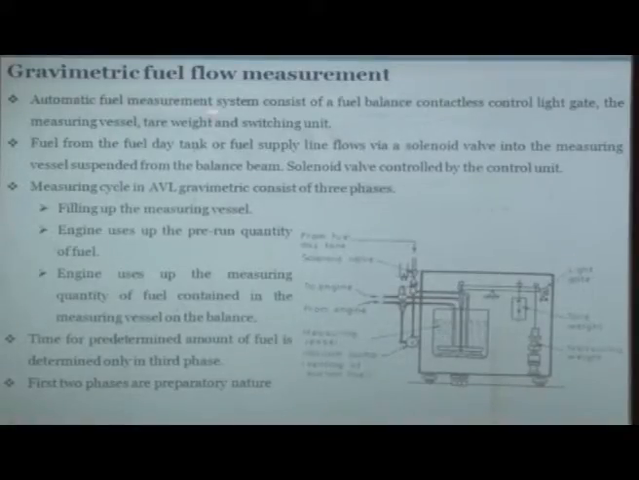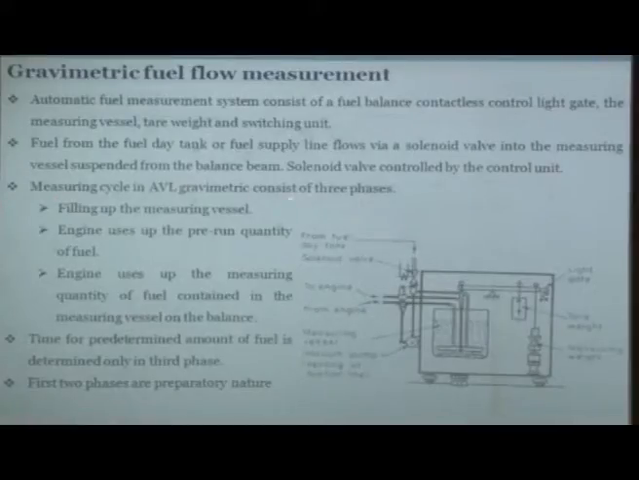An automatic fuel measurement system consists of a fuel balance, a contactless control light gate, a measuring vessel, tare weight, and a switching unit. These are the components of the gravimetric fuel measurement system. Fuel from the fuel day tank, meaning the tank where the fuel is stored all the time, or the fuel supply line, flows via a solenoid valve. When you do the measurement, the solenoid valve stops the supply so that you know how much change has taken place. The fuel goes into the measuring vessel suspended from the balance beam. The solenoid valve is controlled by the control unit.